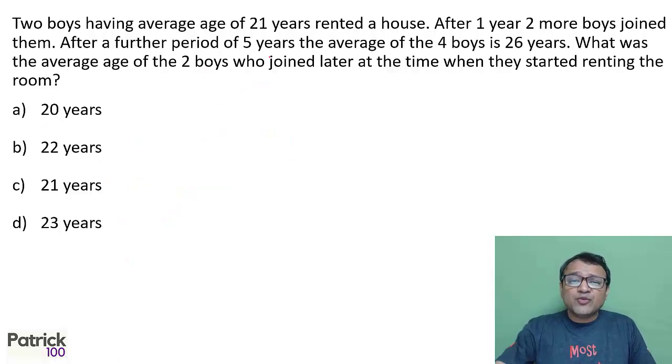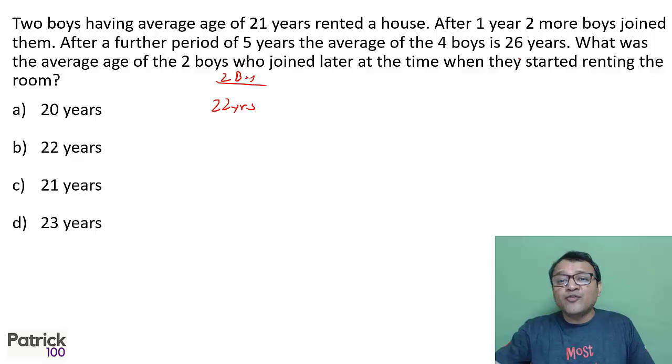Two boys having an average age of 21 years rented a house. After 1 year they become 22 years, these two boys. Two more boys join them, and after a further period of 5 years, the average of 4 boys is 26. That means before these 5 years, the average will be 21 years. So when the two boys joined, the average will be 26 minus 5, 21 years. This is the average of 4 boys.